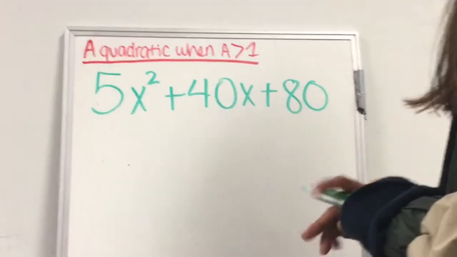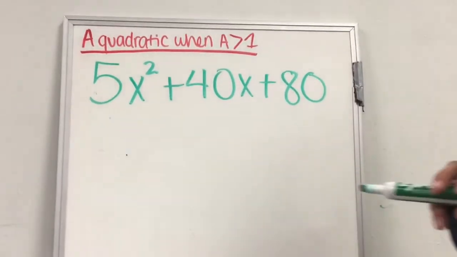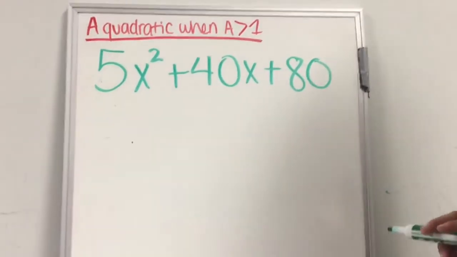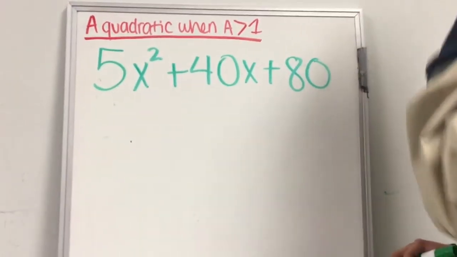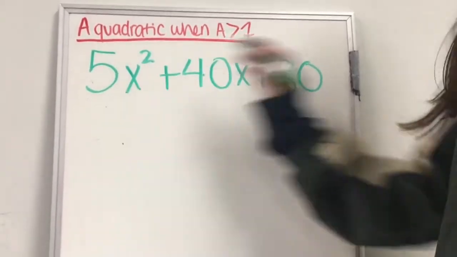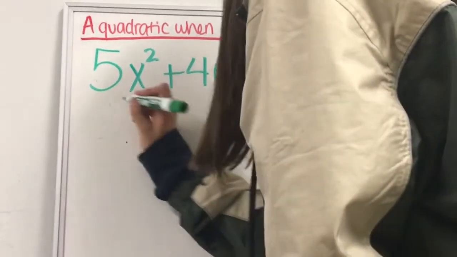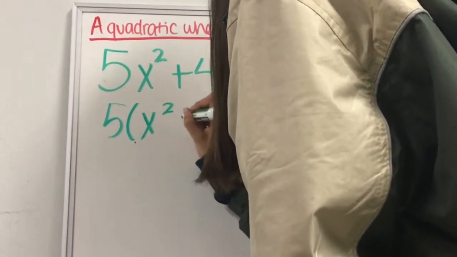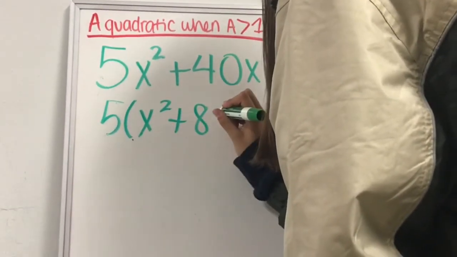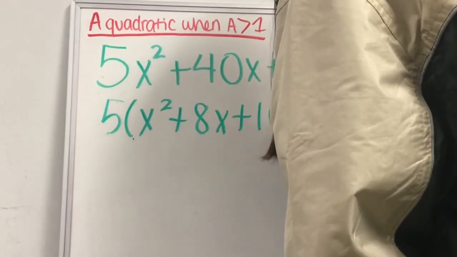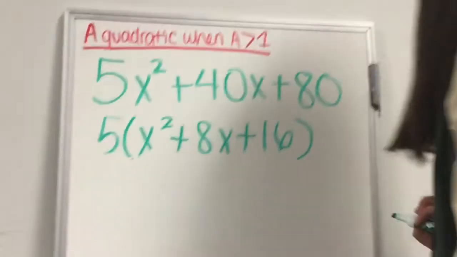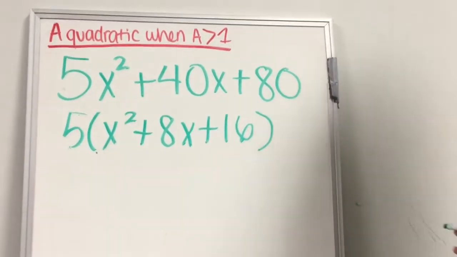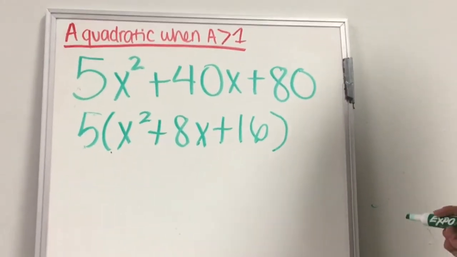A quadratic when a is greater than 1. Our problem is 5x to the second power plus 40x plus 80. To start off, you have to factor out the greatest common factor, which is 5. So you would do this. Once you've factored out the 5, you get x to the second power plus 8x plus 16.